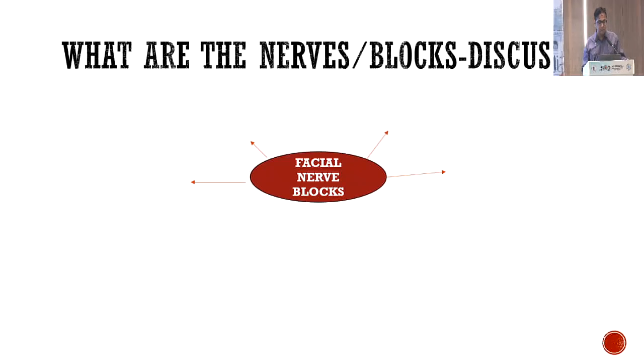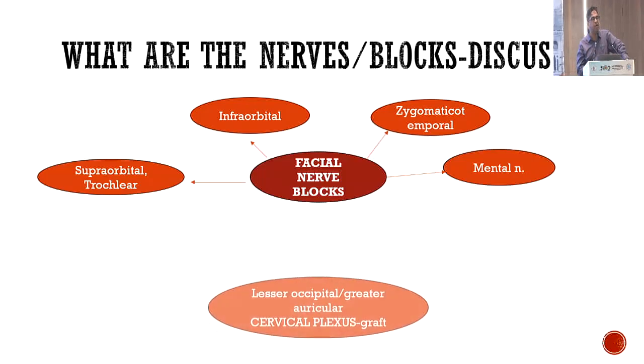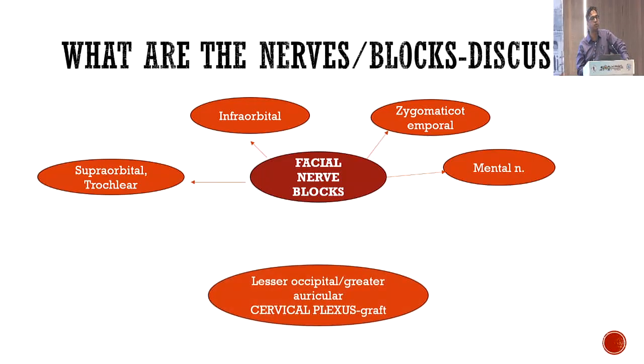So after this, what are the nerve blocks that we are going to discuss here? We are going to discuss infraorbital, supraorbital, mental nerve block for the lip grafts, and zygomaticotemporal for the lateral part of the eye. And sometimes we have to take grafts from the posterior part of the ear, which include the lesser occipital or the greater auricular nerves, which are part of the cervical plexus, for the grafting.